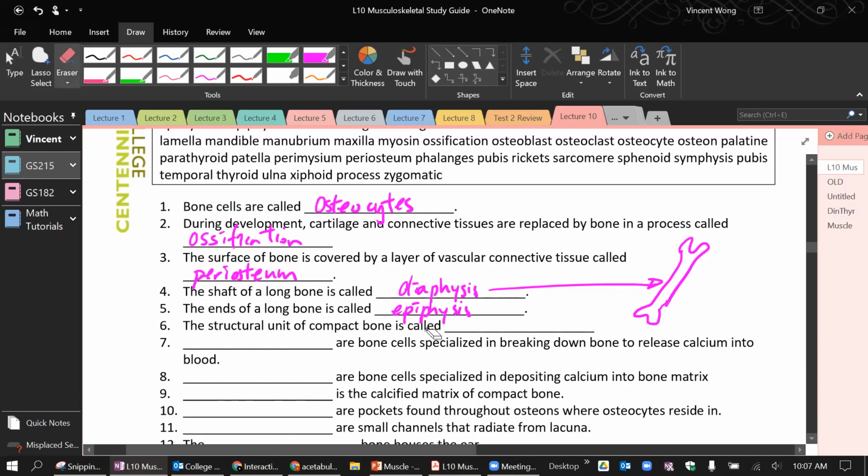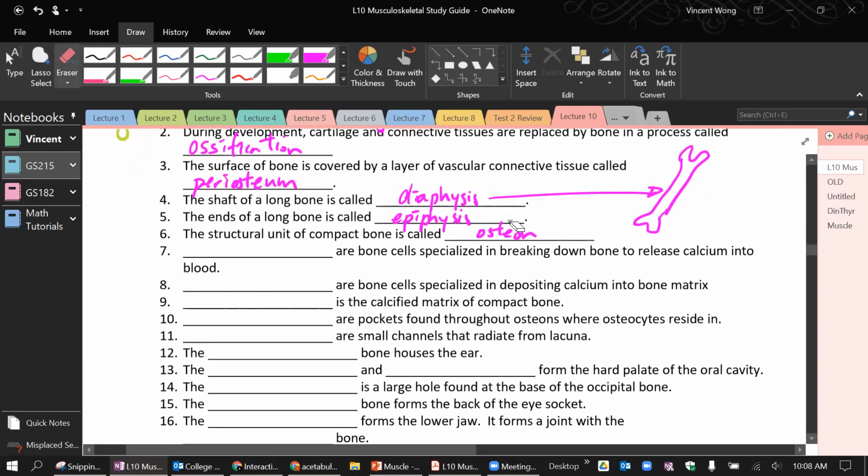The structural unit of compact bone is called an osteon. If you haven't already, please watch the video where I describe what an osteon is. Bone cells specialize in breaking down bones to release calcium. That is the osteoclast.